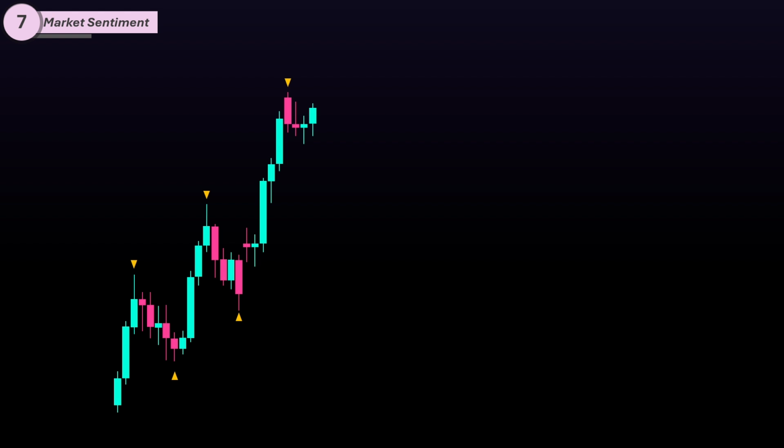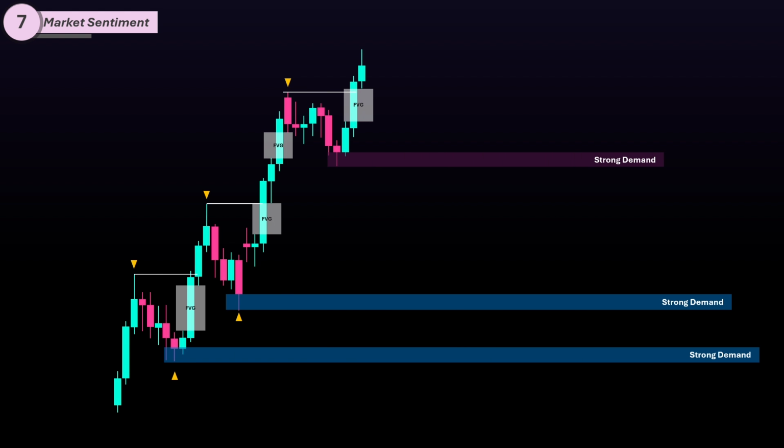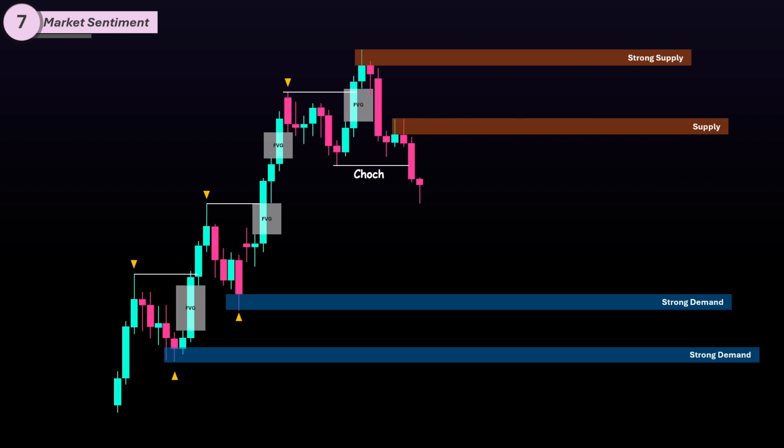Imagine the market is in an uptrend, forming a series of higher highs and higher lows. Each time price breaks structure to the upside with fair value gaps, a strong demand zone is created. These demand zones remain unmitigated until price revisits them, offering ideal opportunities to trade with the dominant trend. However, if price breaks below a strong demand area, it forms a change of character. This signals two key things. First, supply has taken control over demand, and second, a new valid supply area has been established.